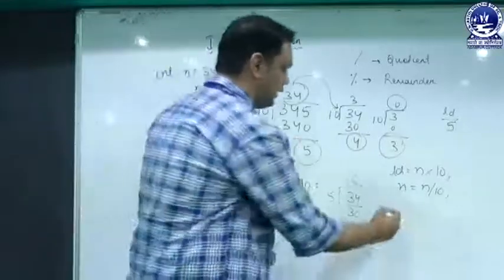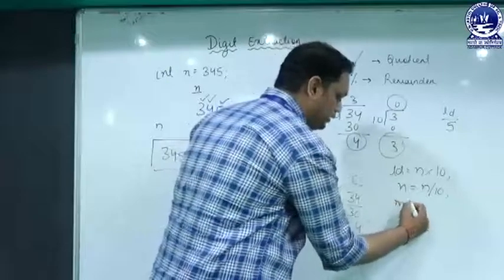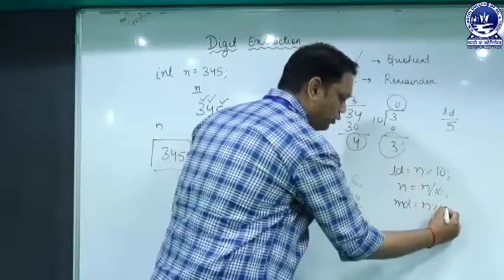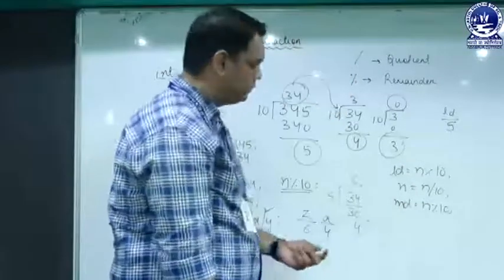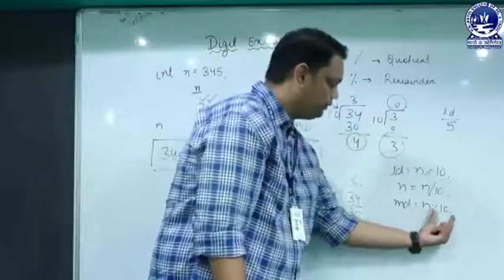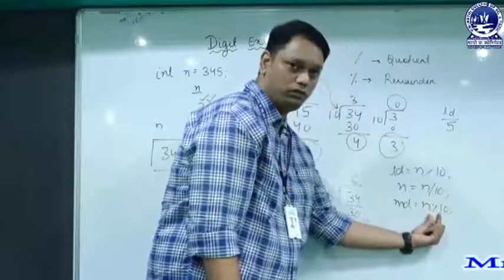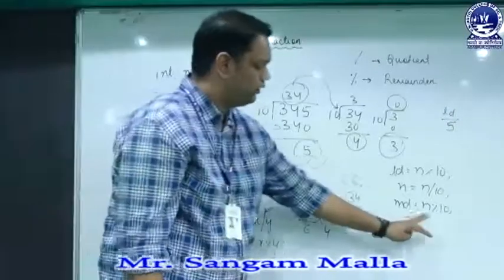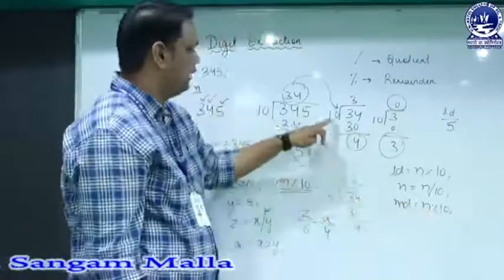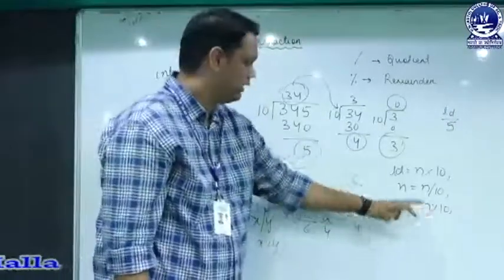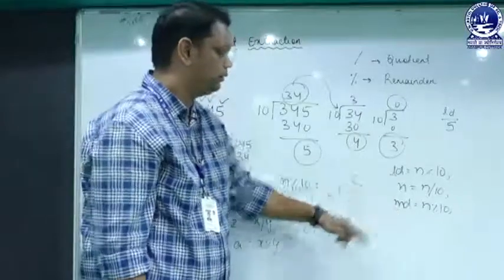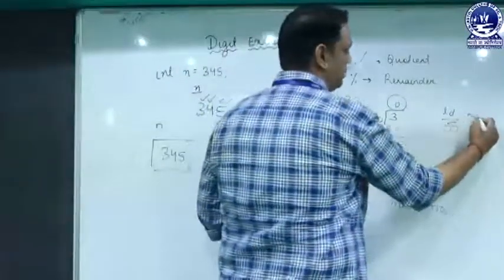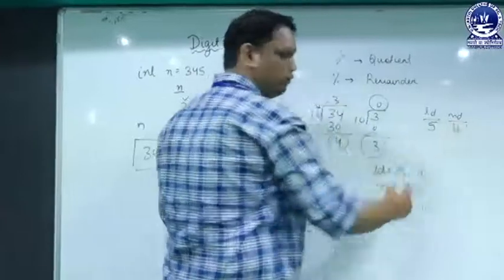Now again I will write, let's say, middle digit equal to n modulo 10. That means again n will be divided by 10, but we have used the modulo division operator. n is having the value 34 now. So 34 will be divided by 10 and it will return the remainder, that is 4. So 4 will be stored in MD. So let's say middle digit equal to 4.